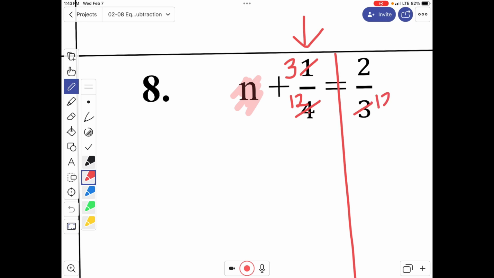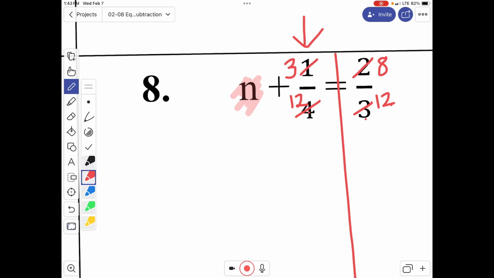And then I need to change this one to also have a denominator of 12. What would I do to 3 to make it a 12? 3 times 4 is 12. So if I multiply the denominator times 4, I need to multiply the numerator times 4. 2 times 4 makes 8.